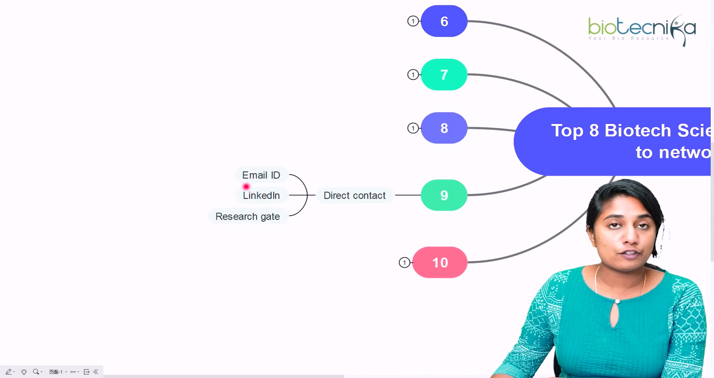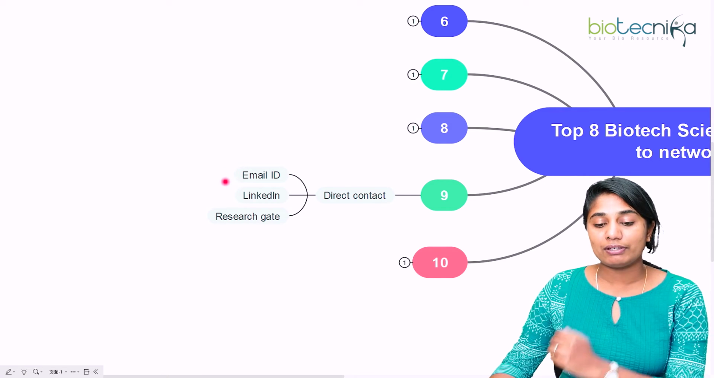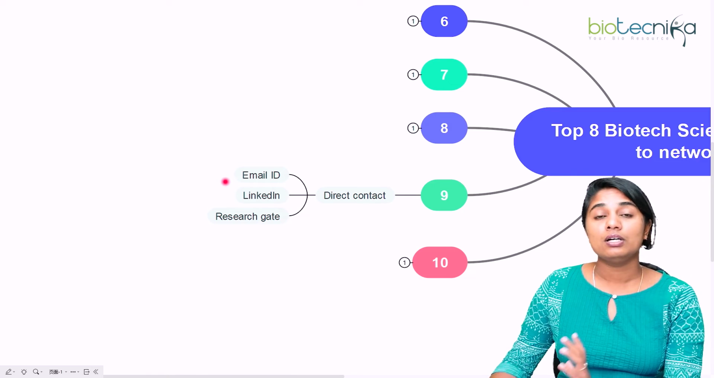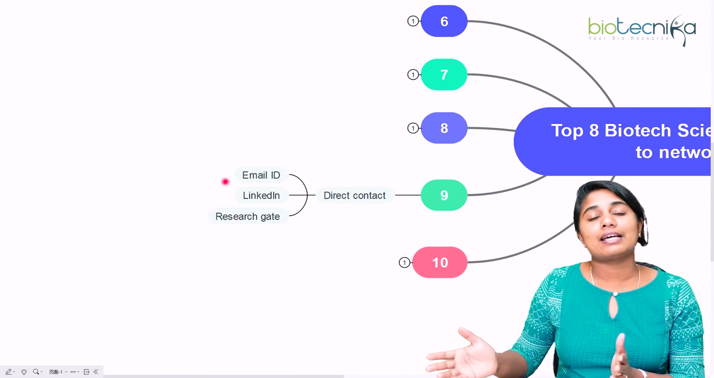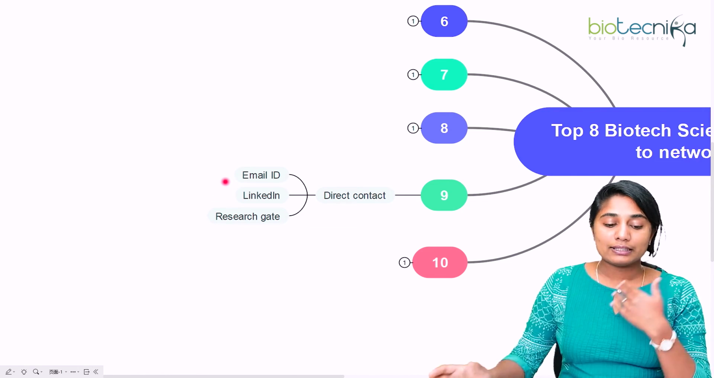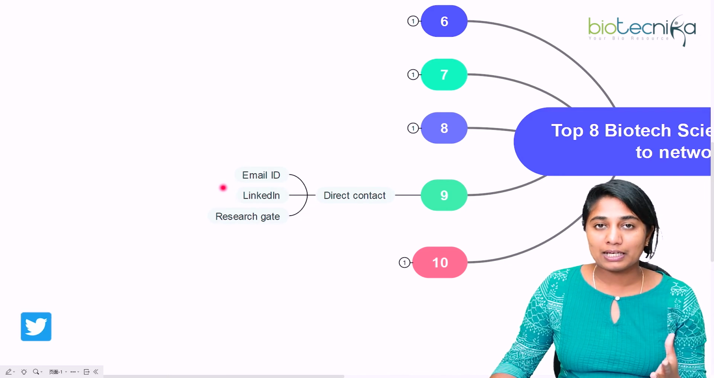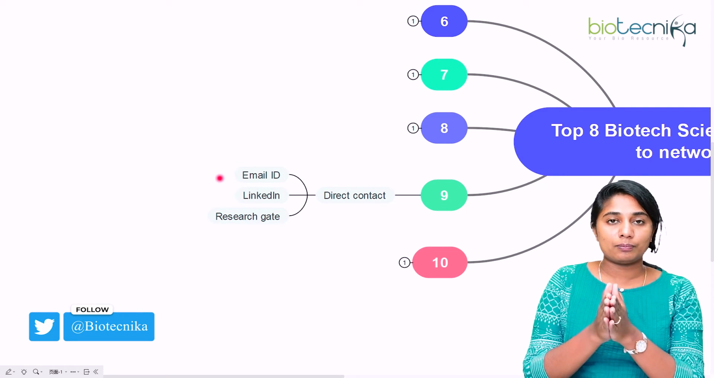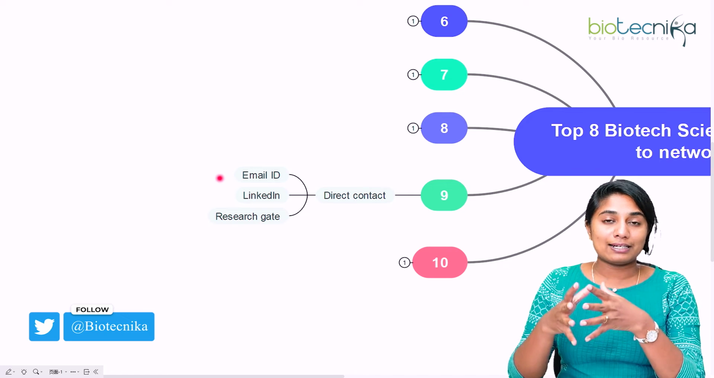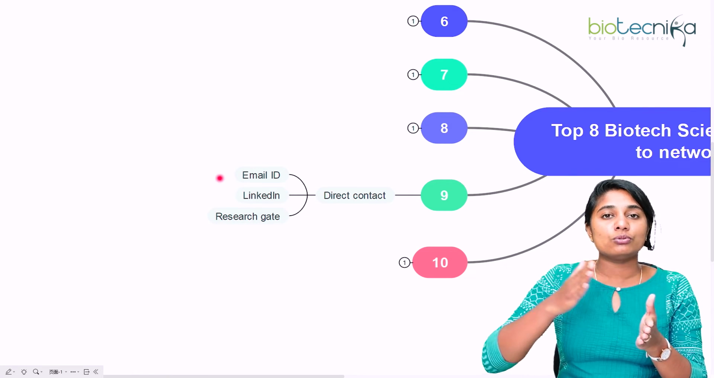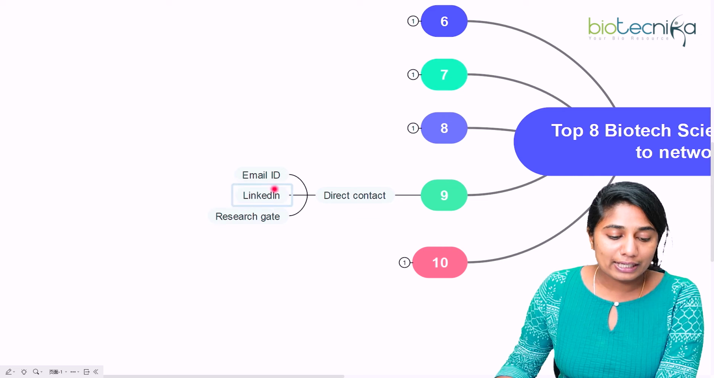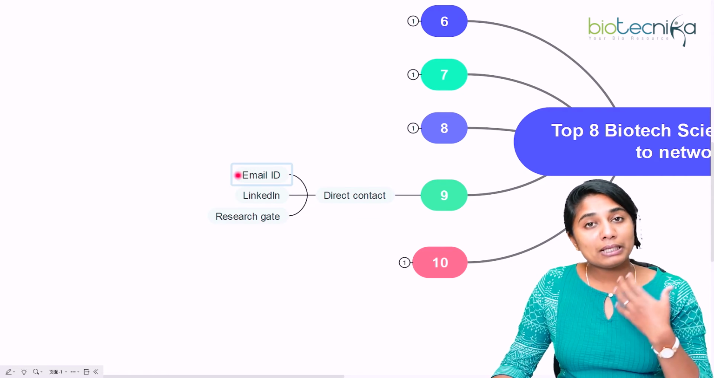So the first and foremost is the email ID. We have seen all the email IDs of these scientists. Whether it's these scientists or any other scientists that you want to connect with, first take their professional email ID, if it's possible, because that's how you need to contact them professionally. So get their official email ID and try to email them.